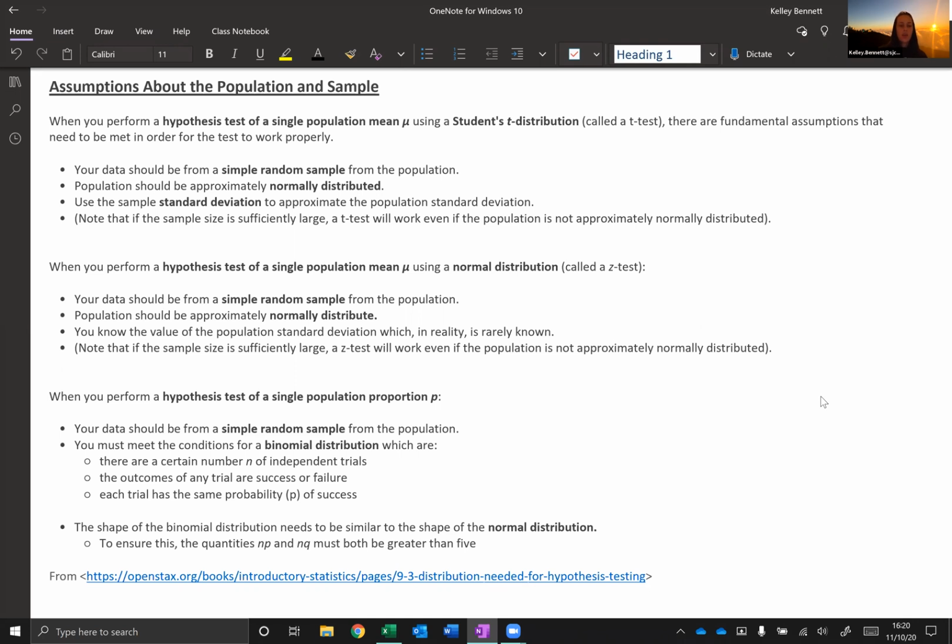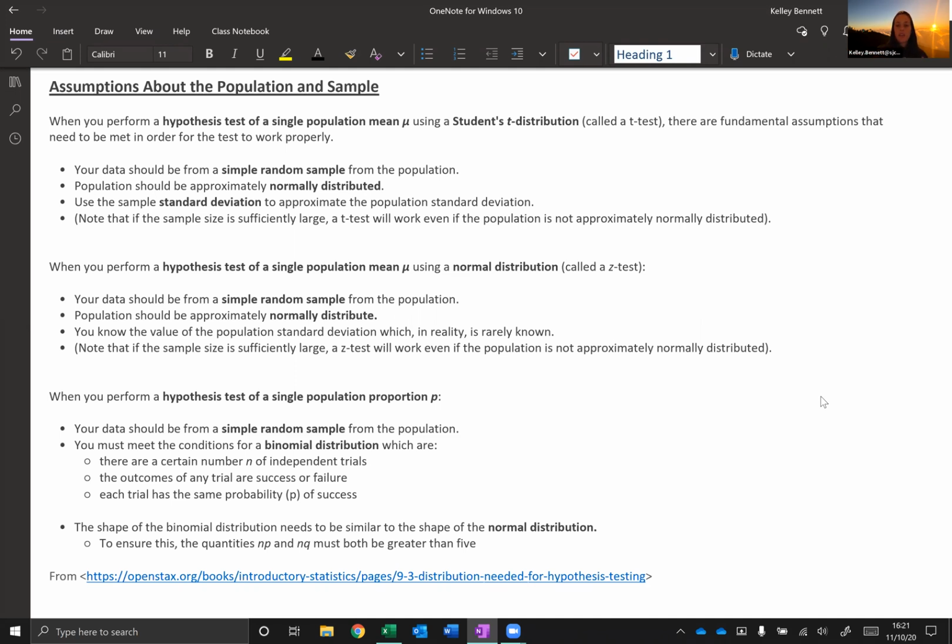Next, we need to know whether or not our population is approximately normally distributed. So the problem will either say that outright. Alternatively, if our sample size is sufficiently large, that is, if it's bigger than 30, then we can go ahead and use the t-test anyway. So it's approximately normal or our sample is 30 or larger. We have to meet one of those two.